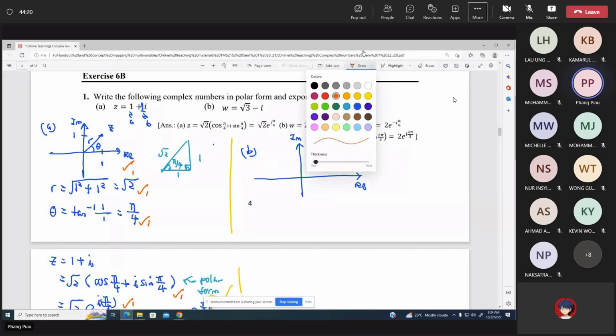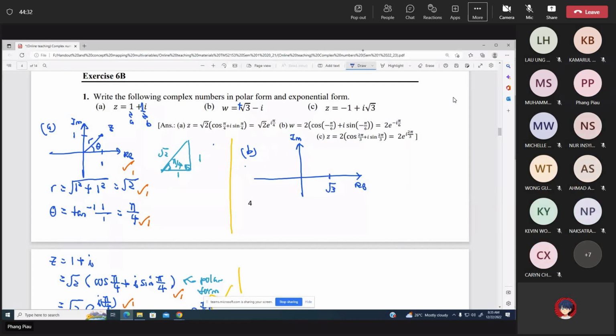So here you can have your root 3. Root 3 is a positive value, because here we said this is our root 3. Then you have your negative i, negative 1i to be more exact. So this is negative i. So your W is somewhere here. Now obviously this is your fourth quadrant. So you can have your theta conveniently in this direction.